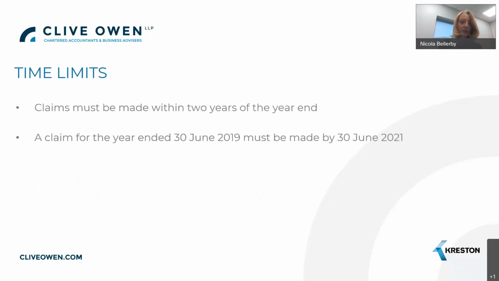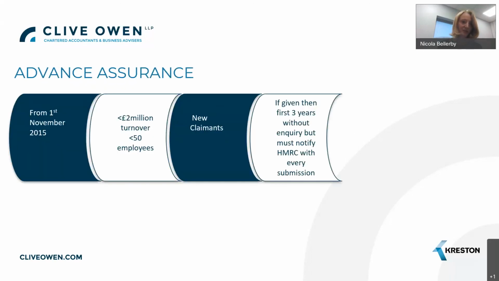Time limits, quite important, and this is getting very close now. Claims must be made within 2 years of the year end. So, for example, a claim for the year ended 30th of June 2019 must be made by the 30th of June 2021. So at the time of recording, we have a couple of days to get this done.